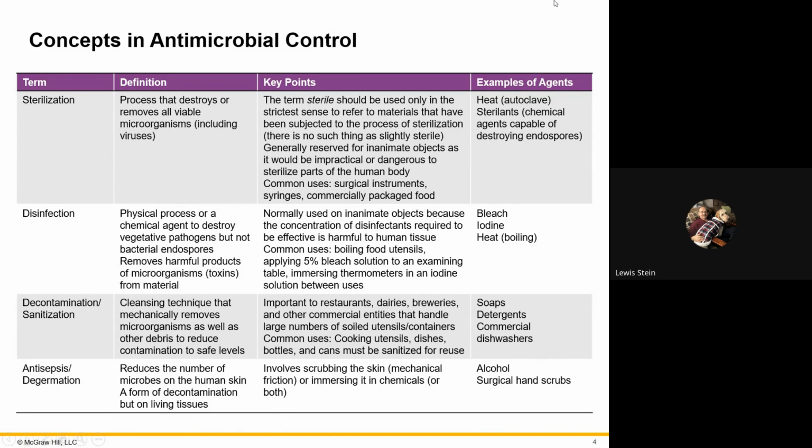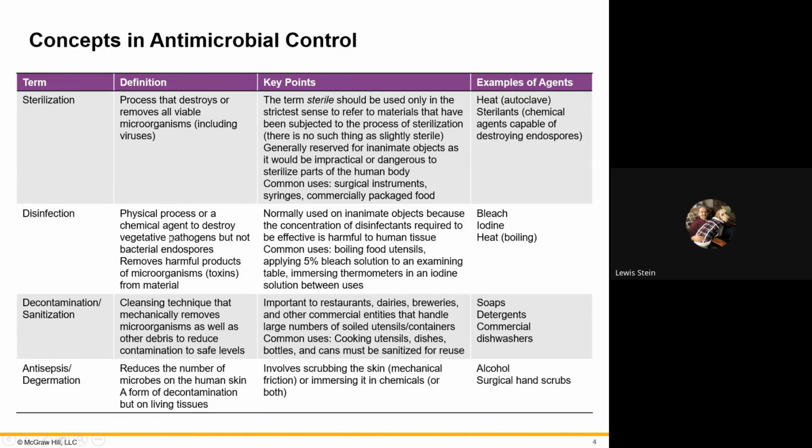But this should be remove all viable microorganisms, including not viruses, bacterial endospores. Bacterial endospores are the hardest. Viruses are down in the pecking order a little. I'm sure I'll find a slide, maybe on the other PowerPoint. So what do we use? We use typically heat. We use different types of chemical agents that are capable of destroying endospores. By definition, we call them sterilants. What would be an example? Bleach. More about that down the road.